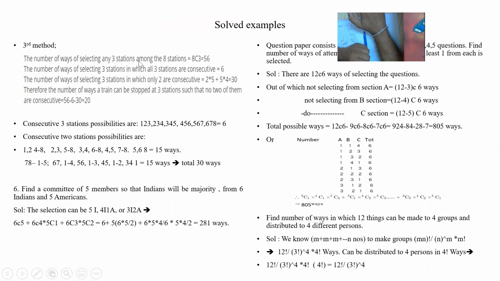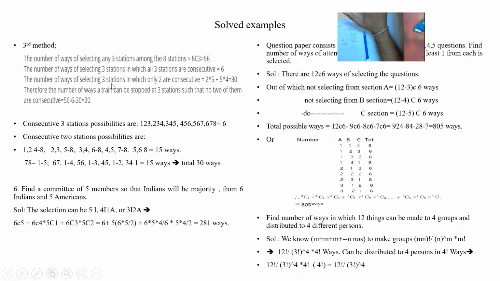Let us see. Number of ways of selecting any 3 stations, 8C3. Number of ways of selecting 3 stations which are consecutive. 3 stations consecutive: 1, 2, 3, 2, 3, 4, 3, 4, 5, 4, 5, 6, 5, 6, 7, 6, 7, 8. There are 6 ways.